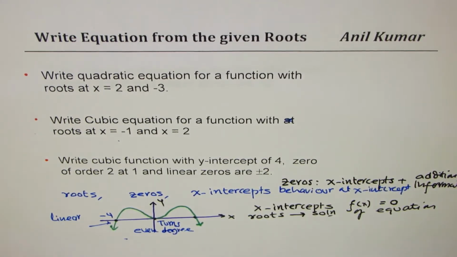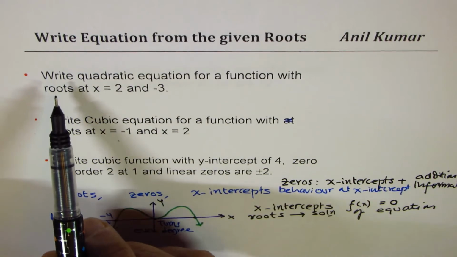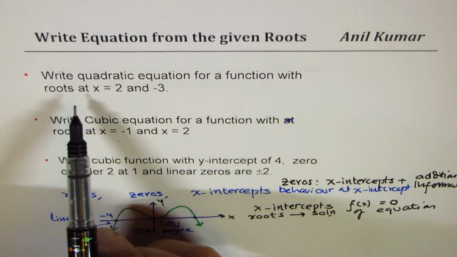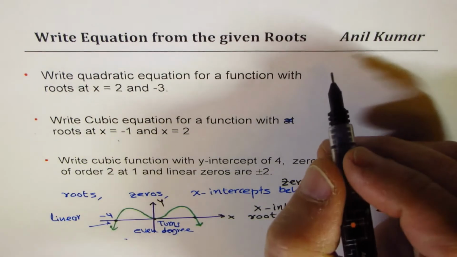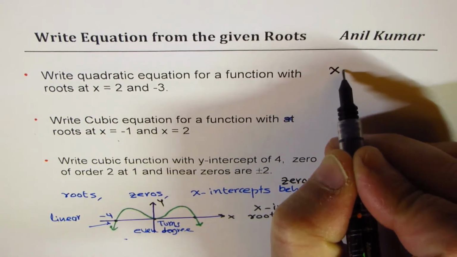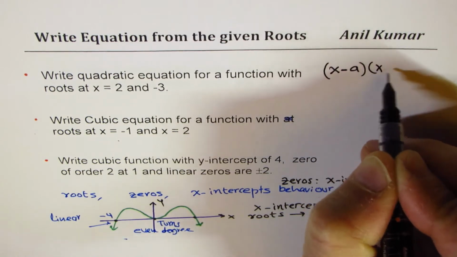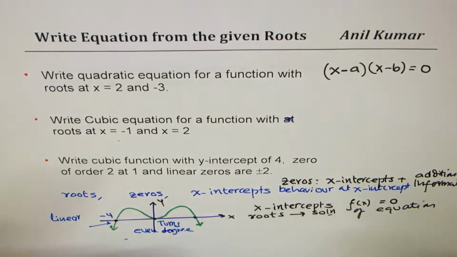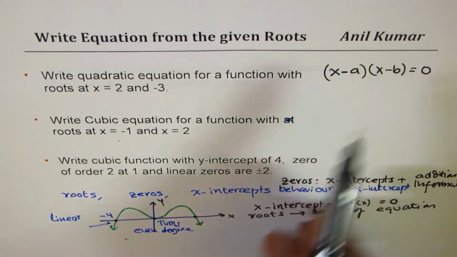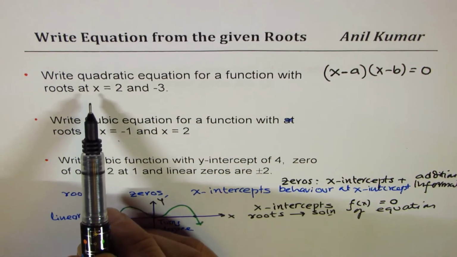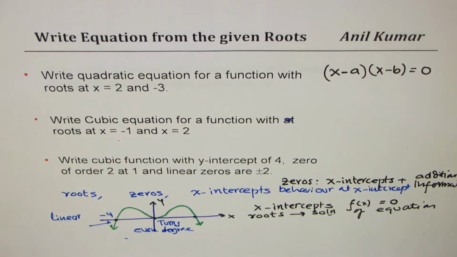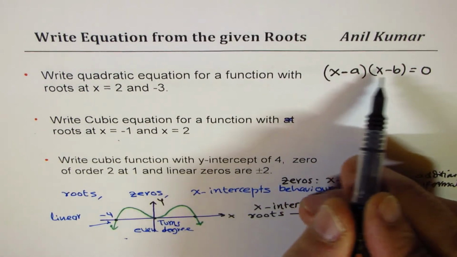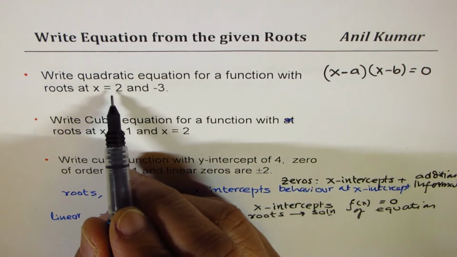Okay, so let's get back to the solution of finding the equation now. What we understand from this discussion is that if I say write a quadratic equation for a function with roots at x equals 2 and minus 3, it means that if I write a function like x minus a times x minus b equals 0, then a and b should be values such that for x equals 2 and x equals minus 3, we get a 0.